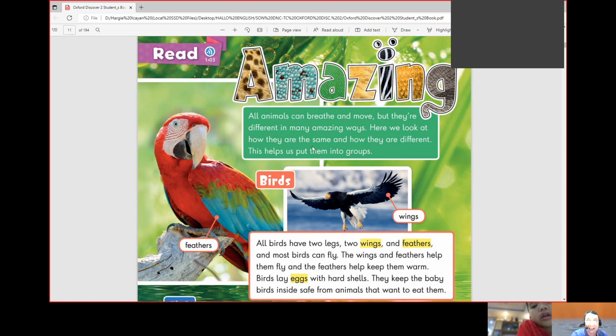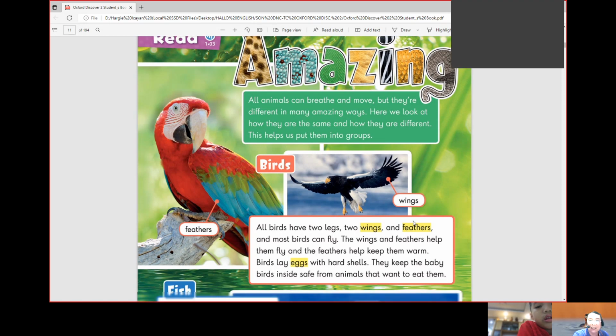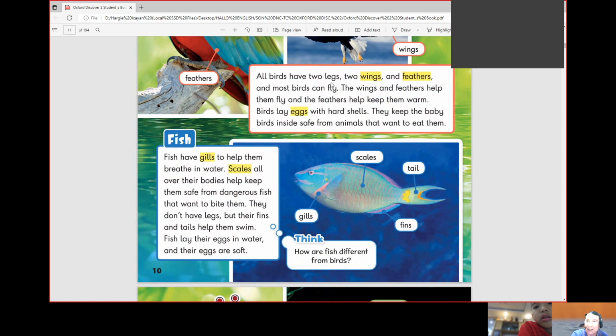Here we look at how they are the same and how they are different. This helps us put them into groups. Birds have feathers, birds have wings. All birds have two legs, two wings, and feathers, and most birds can fly. The wings and feathers help them fly, and the feathers help keep them warm. Birds lay eggs with hard shells. They keep the baby birds inside safe from animals that want to eat them.